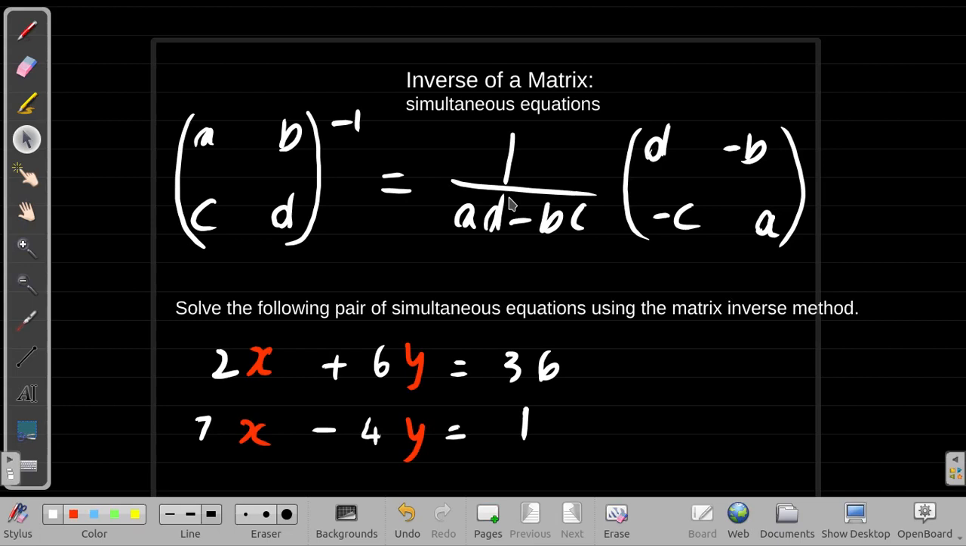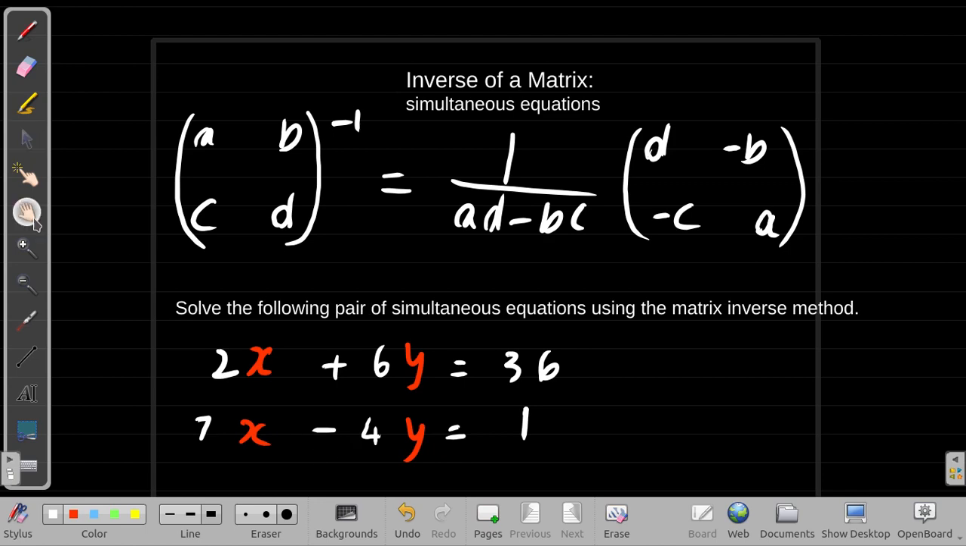Inverse of a matrix, simultaneous equations. All right. So here, example: solve the following pair of simultaneous equations using the matrix inverse method. You can solve simultaneous equations using elimination or substitution or graph. You can also use the matrix method.